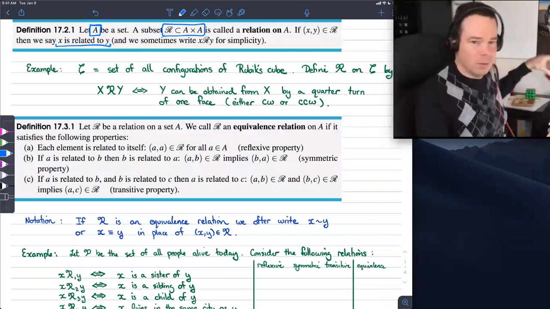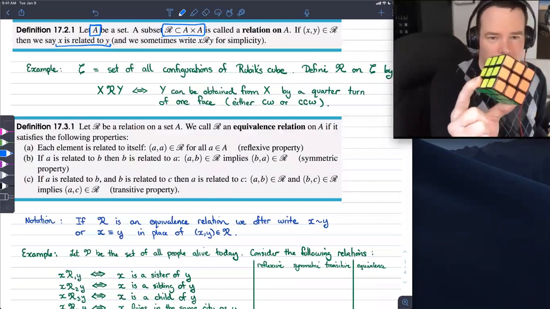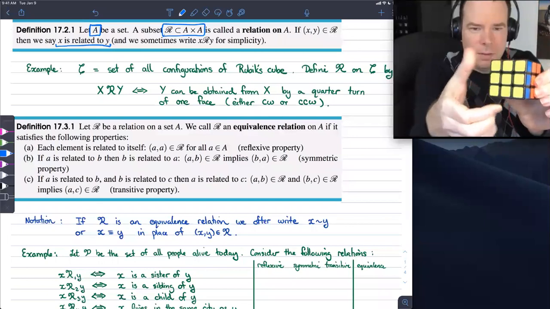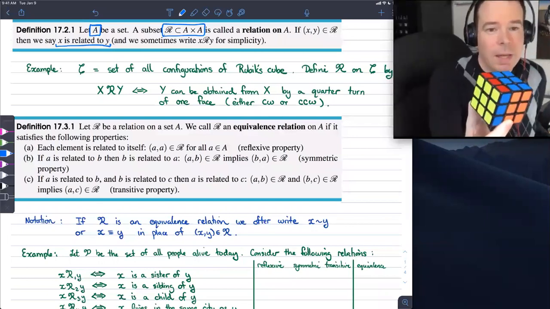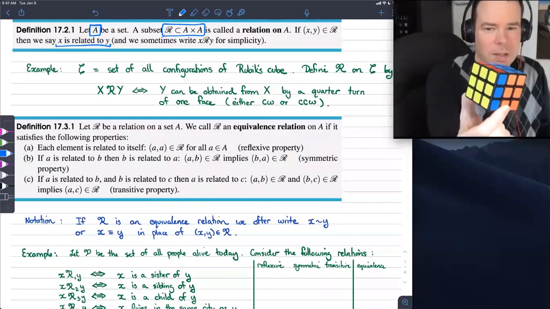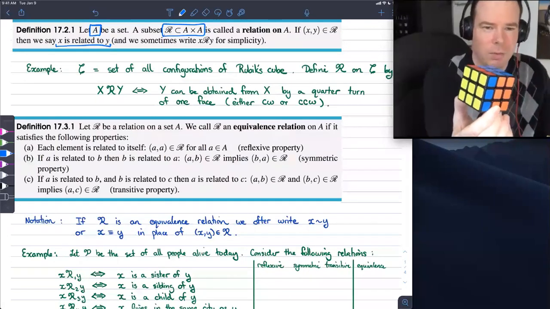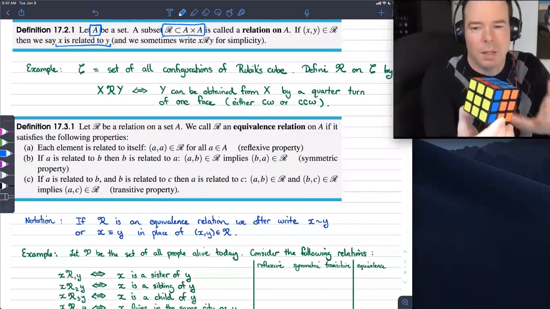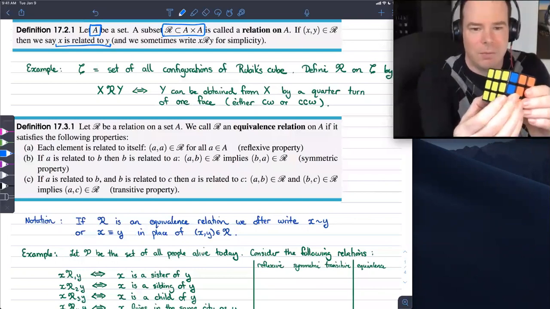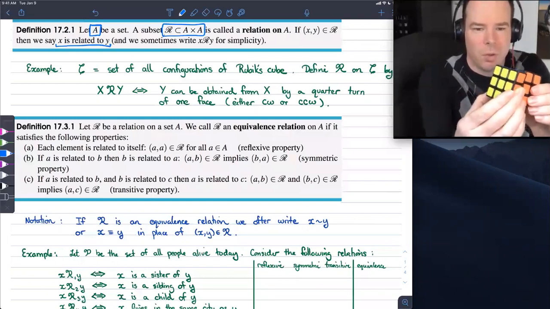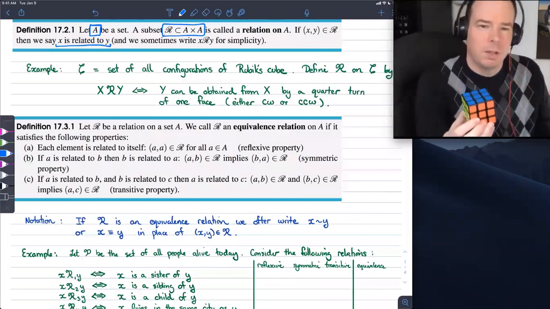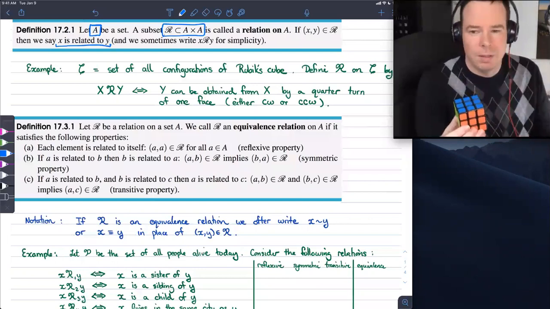So for example, here's a configuration, and then I do a quarter turn of one of the faces. That's another configuration, and it is related to the original one. So the original one, the solved one, is related to this one because I went from the solved one to this one, and that's what it takes to be related. But we also have symmetry in this case. Starting with this configuration, I can do a quarter twist, and I get back to the solved one. So in this case, x is related to y, but also y is related to x.